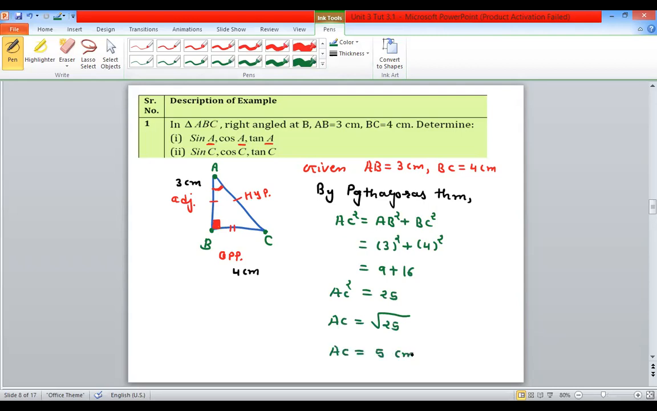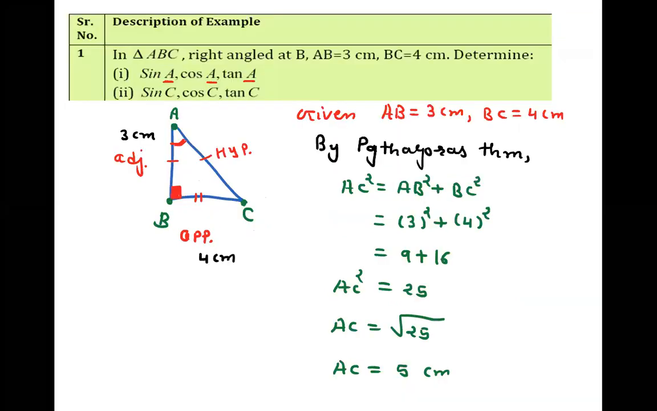5 centimeter. And students, you must remember one thing: a square root always gives two values, positive and negative, but remember the length of a triangle side is always positive. So we ignore the negative sign. By default we take the length in positive terms.